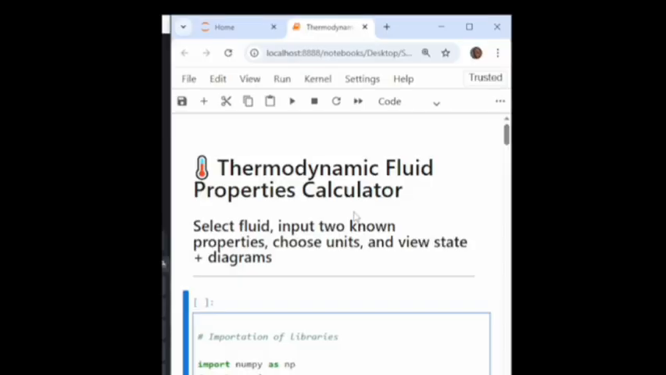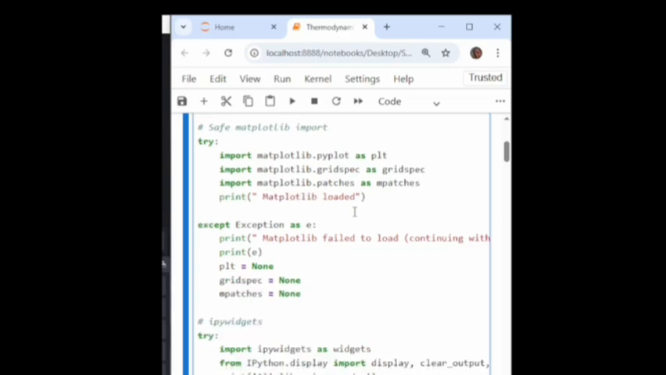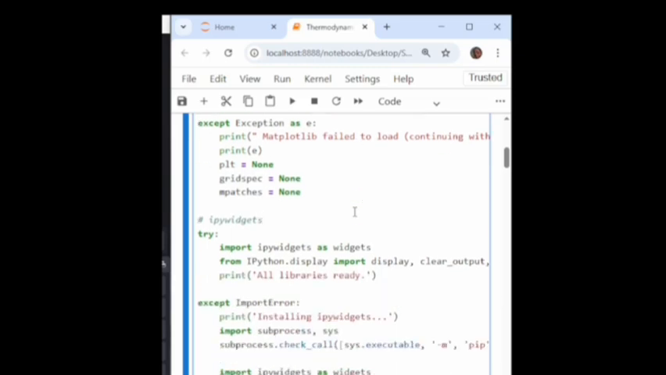So let me take you through how our thermodynamic fluid properties calculator works. First, we imported our libraries, which are NumPy, Warnings, Matplotlib, CoolProp, widgets, and so on. We use try and except so that if the input you give is too low or too high, our calculator won't crash. It will just give you a value, maybe not a number or something which is not right, but it won't crash our calculator. So let's run this and see.